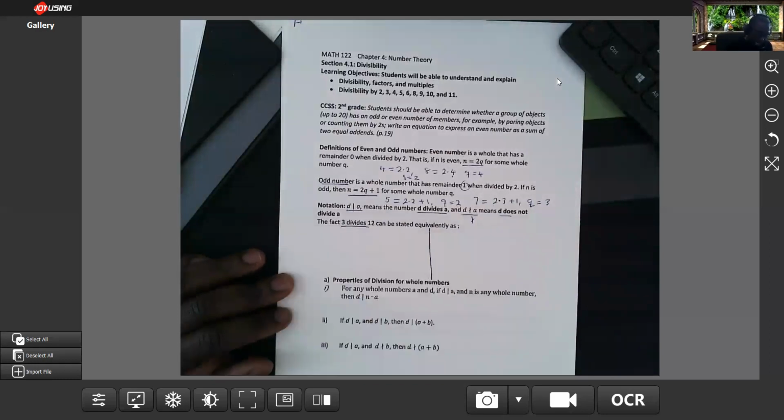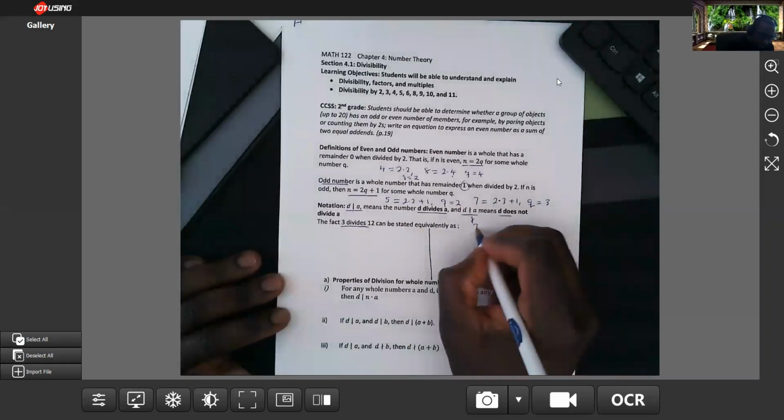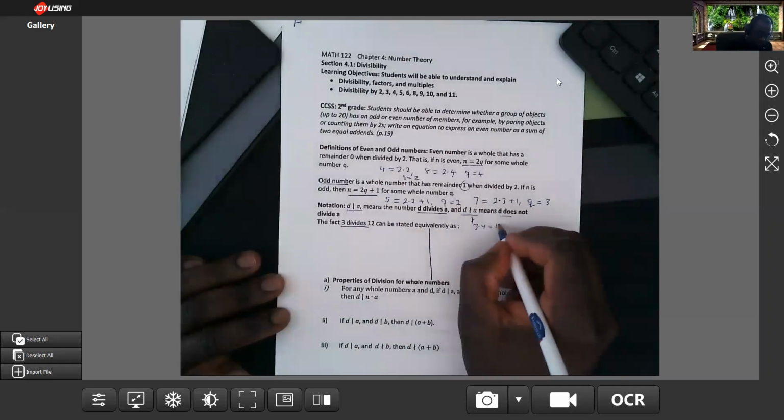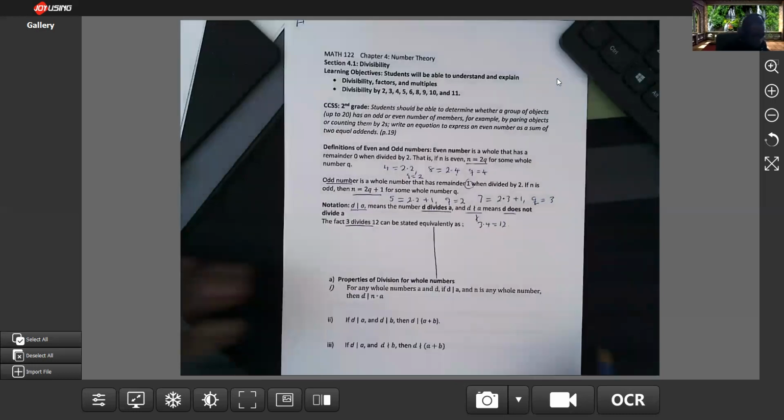Okay, the fact that 3 divides 12, we can express in 5 equivalent ways. All right, we know that 3 divides 12, which is 4, because 3 times 4 is equal to 12. Now you can express it in 5 different ways.